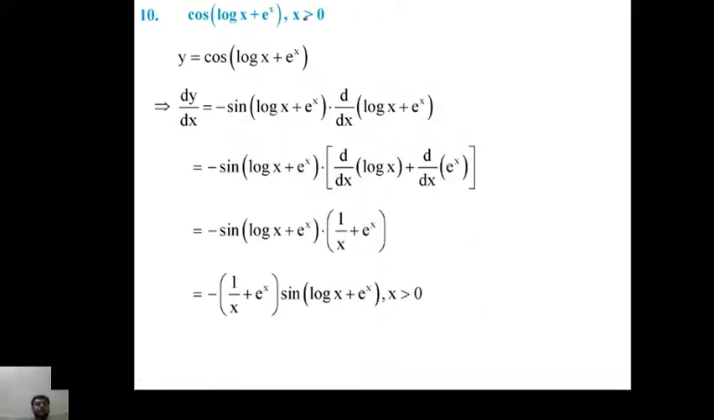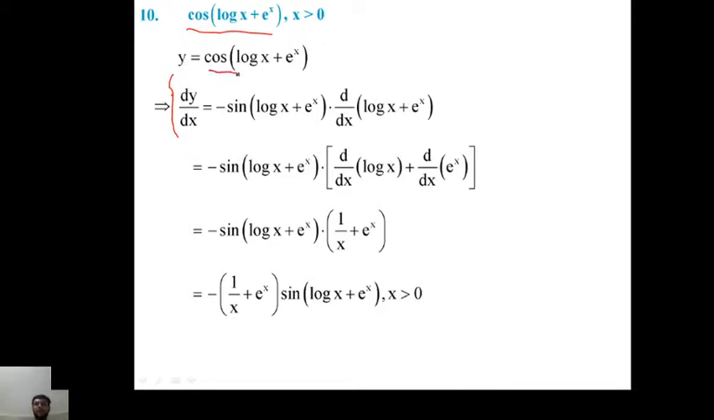Question number 10. Differentiate cos of log x plus e raised to x. Let us assume that is y. Differentiate with respect to x on both the sides, so that is your dy by dx. Differentiation of y, differentiate y with respect to x, that is dy by dx.